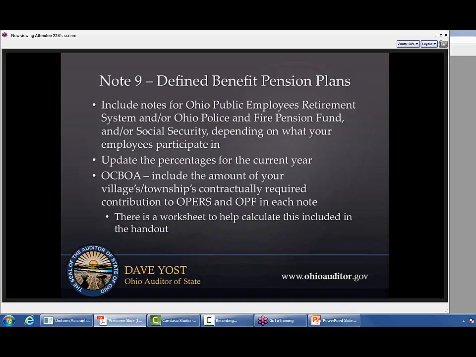Note 9, defined benefit pension plans. These are all the payments that you all make to OPERS and Ohio Police and Fire, and if you pay into Social Security and any other pension plans that you pay into. It depends on what your employees participate in. You want to make sure that you're using the most up-to-date information for these, because these notes change every year.